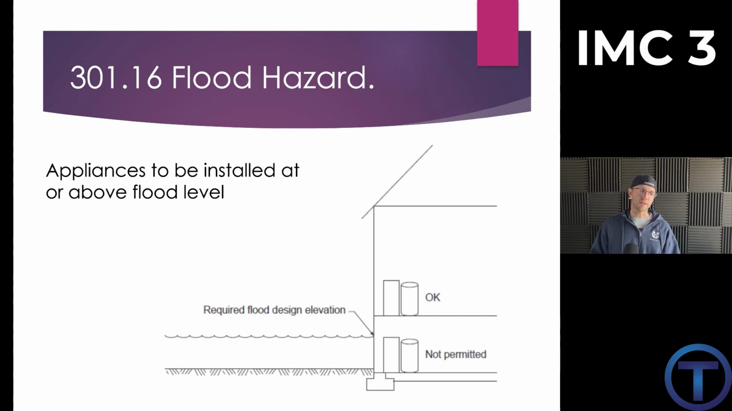301.16, flood hazard. It says appliances are to be installed at or above the flood level. Now, what is this talking about? Here in Utah, there's really not a lot of areas that are classified as a flood hazard area, and they allow buildings there. There's just not a lot of water here.